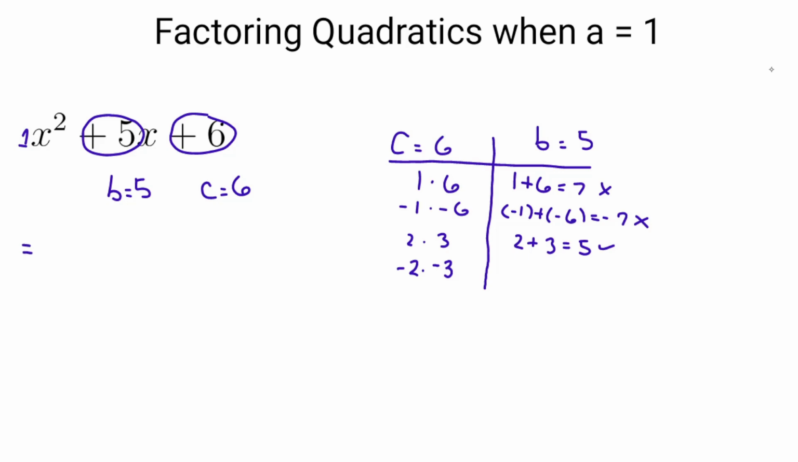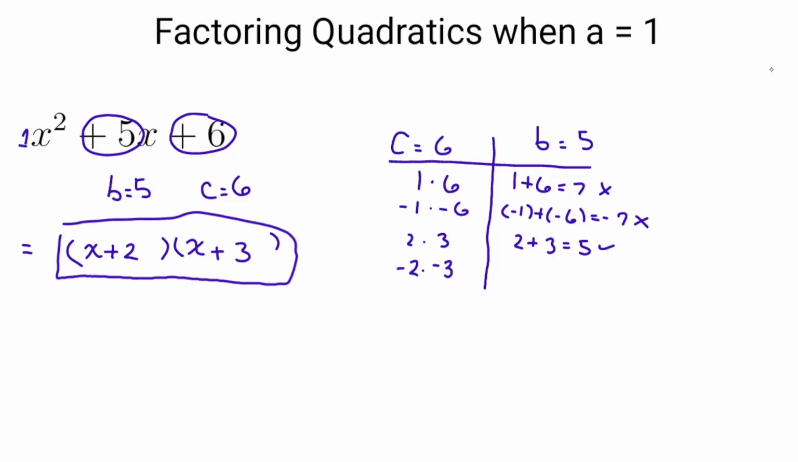Now what we do with those two numbers is we make a set of binomials. So we make a set of parentheses. We put our variable first. So in this problem, our variable is x. And then we fill in our two numbers. So our 2 and our 3. So we'll put a plus 2. And we'll put a plus 3. So the factored version of x squared plus 5x plus 6 is x plus 2 times x plus 3.